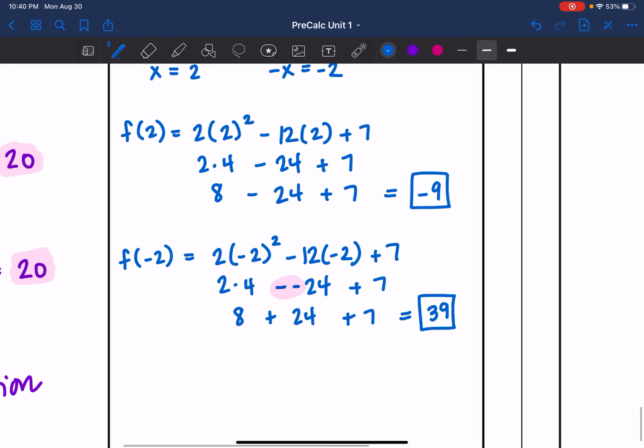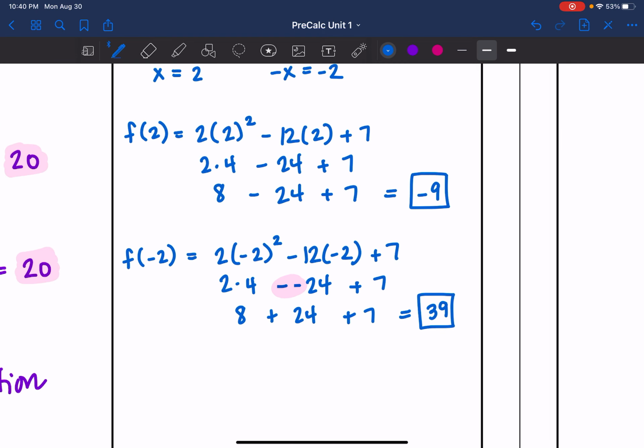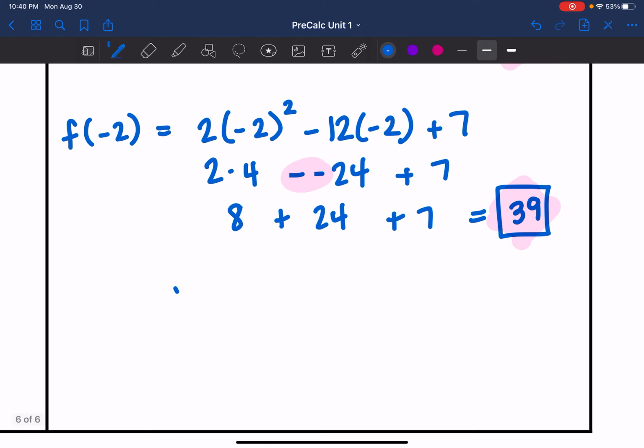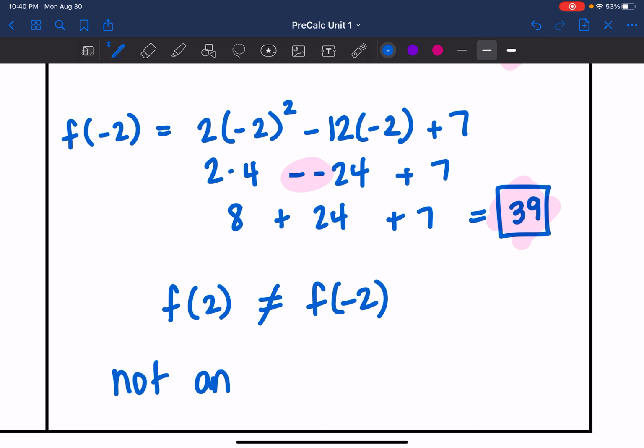Okay, so in this case, the two numbers are not the same. So negative 9 is not the same as positive 39. So here I would say f of 2 is not equal, so equal sign with a slash, to f of negative 2. And since they are not equal, this is not an even function.